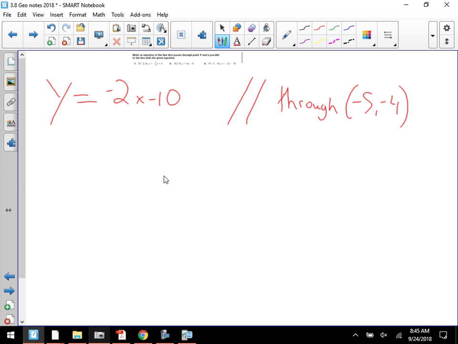Nope. It's not, does this ordered pair land on this line? This is a completely different setup.